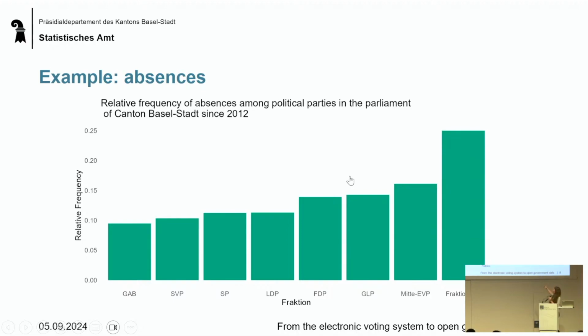Also, what we can tell is no real pattern. There's not a difference between left-wing or right-wing parties. It's pretty random.